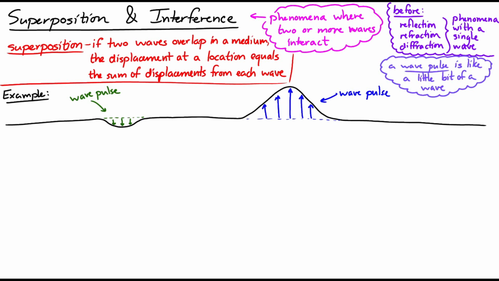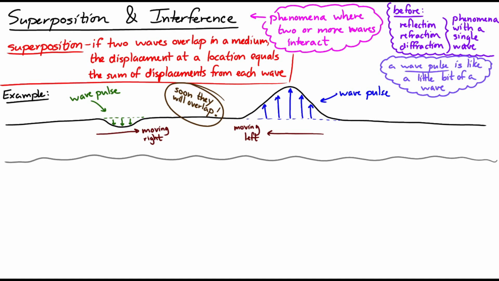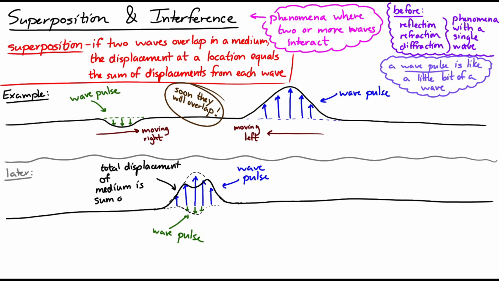So let's say we have a pulse that looks like this, and it's traveling to the right. And then we have a pulse that looks like this, and it's traveling to the left, so they're approaching each other. They're going to overlap. What happens? Well, let's think about that. The displacement of the first wave, the little one, will look like this. And the displacement of the second wave will look like this. And that's what it's going to look like when they overlap. Well, the total displacement of the medium is going to be the sum of the displacements from each of the pulses added together. So it'll look like that. This is what it'll look like when the two pulses overlap.